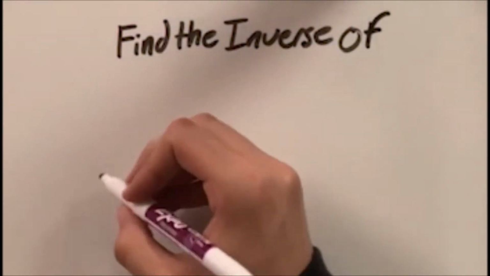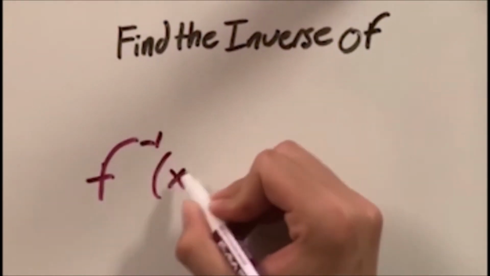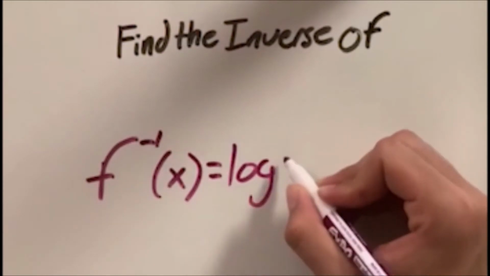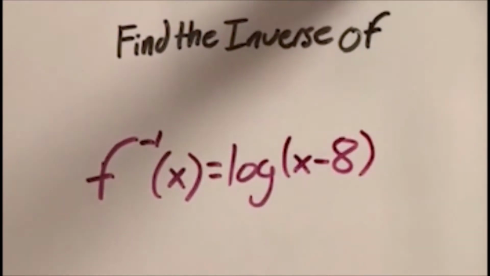We need to rewrite this into function notation. We started in function notation and that's how we must end. F to the negative 1 of x equals log of x minus 8. Our y is changed back into f of x, but with f to the negative 1 power added. F to the negative 1 means inverse of.